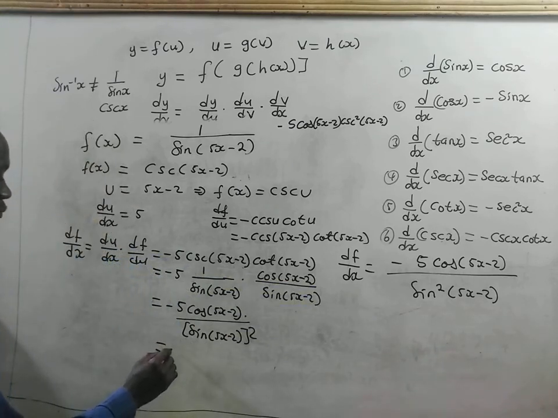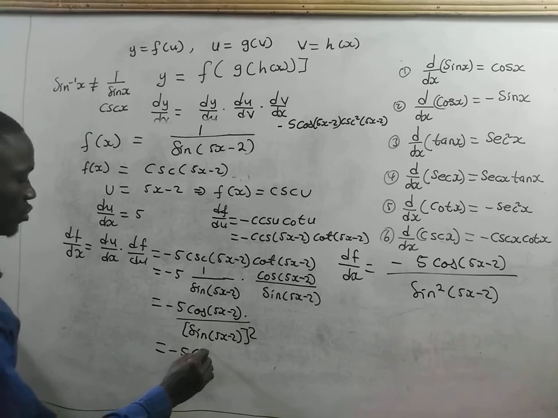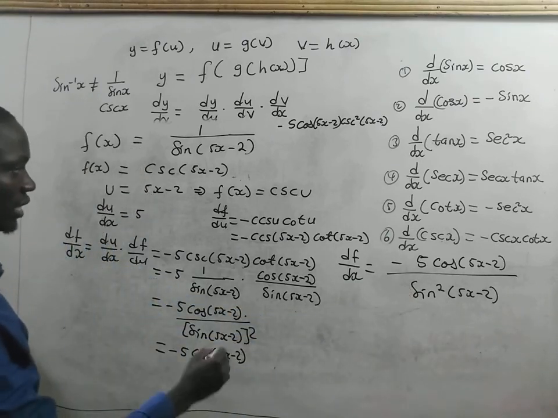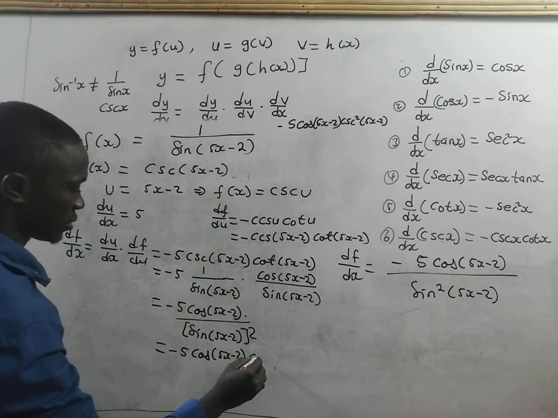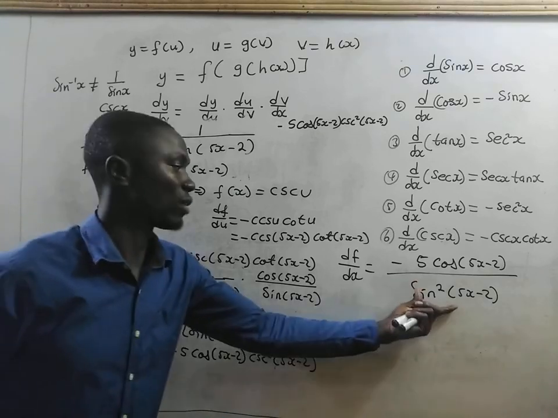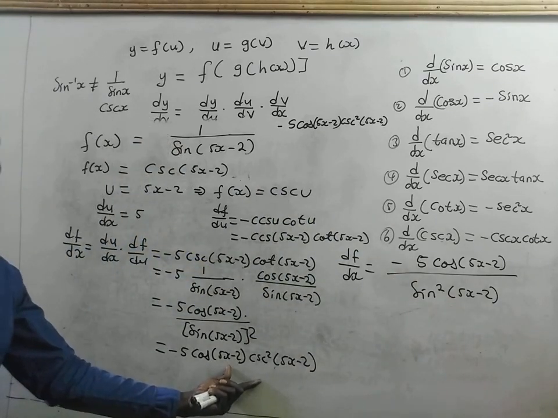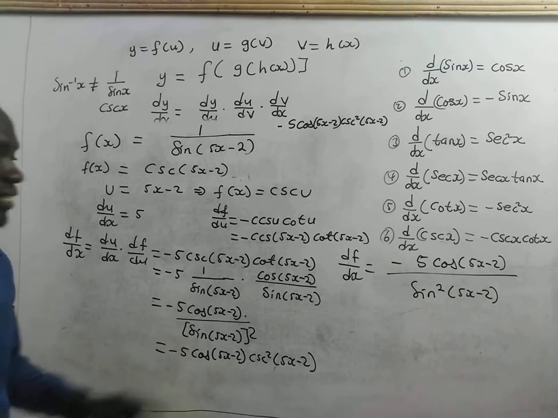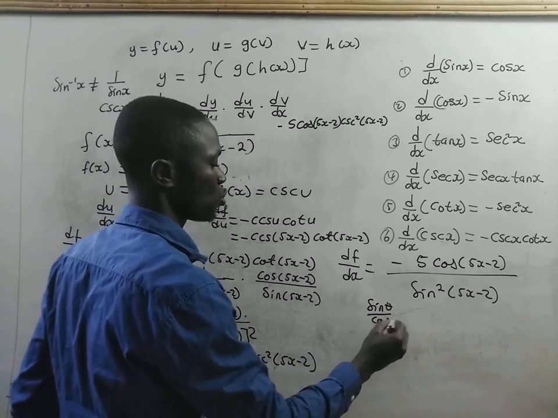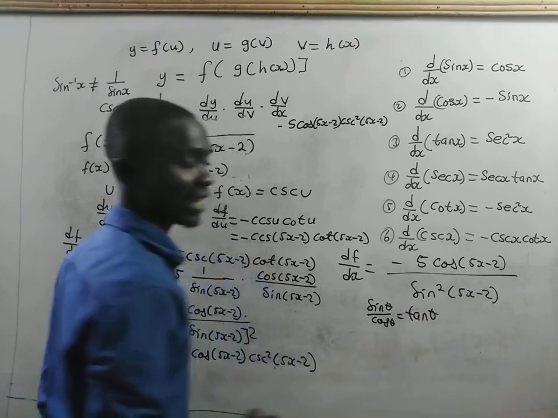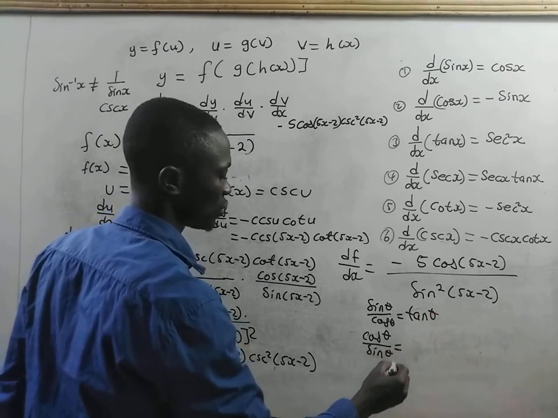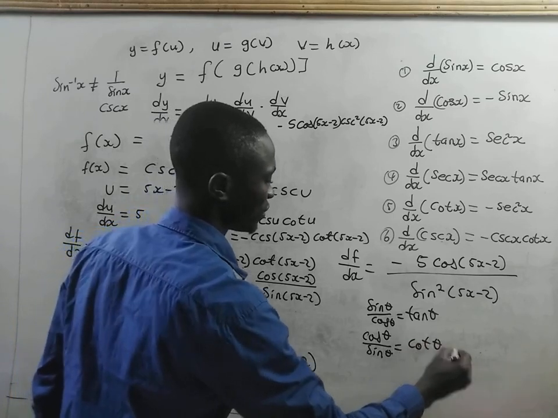So this is the same as minus 5 times cosine of 5x minus 2. I think I changed this earlier, so I can just put in cosecant squared of 5x minus 2. I think when I was having this, I changed it to this form. So that is it. It's the same. Are you doubting? We have sine of an angle divided by cosine of the same angle is equal to tangent of that angle, and cosine of the angle divided by sine of the same angle is equal to cotangent of the same angle.